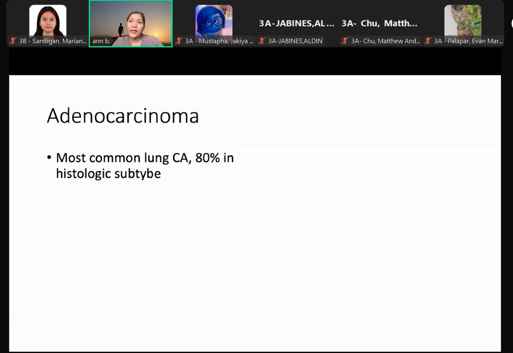So when we say adenocarcinoma, the most common lung cancer is the adenocarcinoma. Again, they are all non-small cell cancer, but specifically adenocarcinoma is the most common, 80% in histologic subtype. Female is more affected.